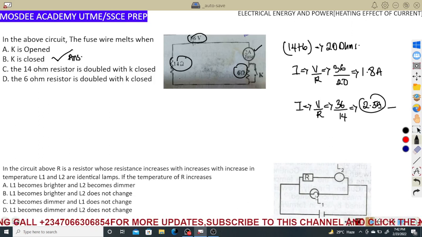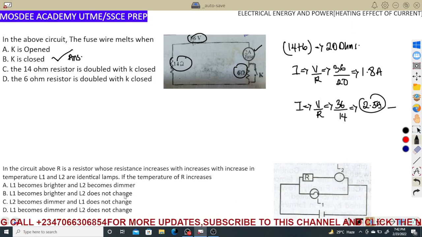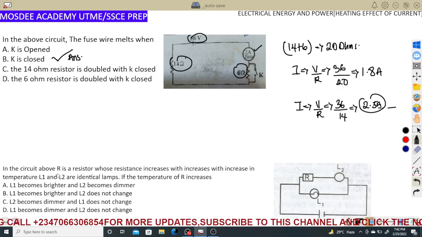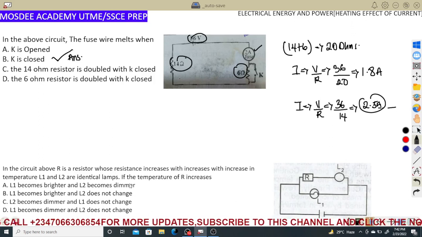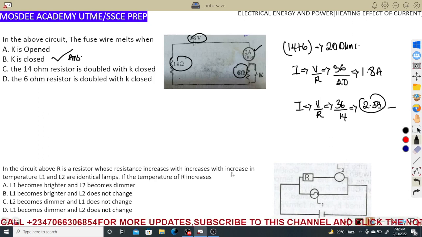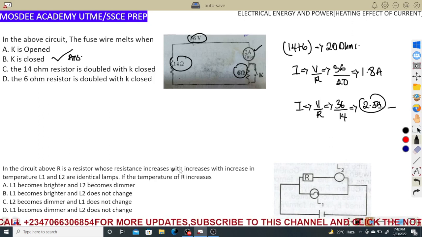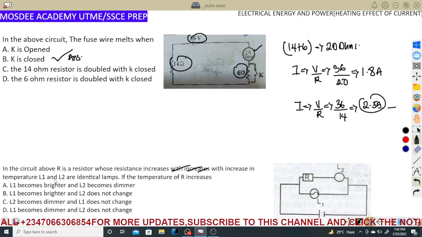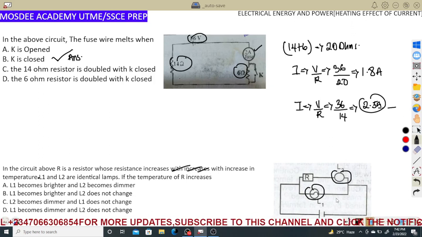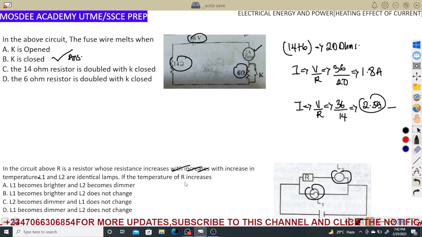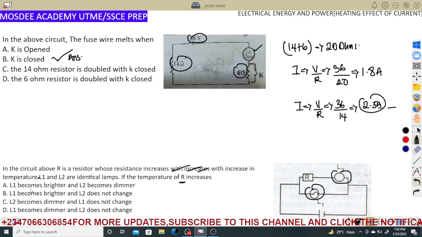The next question, this is Bob. Now, here we are in the circuit above. R is a resistor whose resistance increases, don't mind the tautology, with increase in temperature. L1 and L2 are identical lamps, bulbs connected in parallel. If the temperature of R increases, L1 becomes brighter than L2, or L2 becomes brighter than L1, from what I've told you.